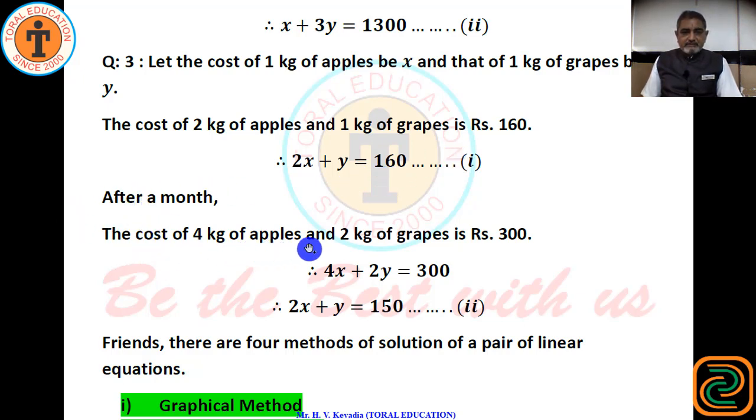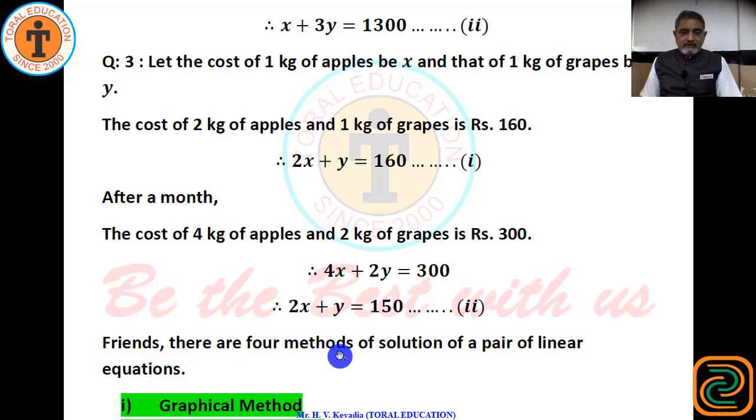After a month, what happened? The cost of 4 kg apples and 2 kg grapes is 300. So 4x plus 2y equals 300. We divide this equation by 2. Then we get 2x, 2 2s are 4 and y equals 150. 2x plus y equals 150. So you can draw graphs by these 2 equations. Framing them into y form or x form, you will have answers.